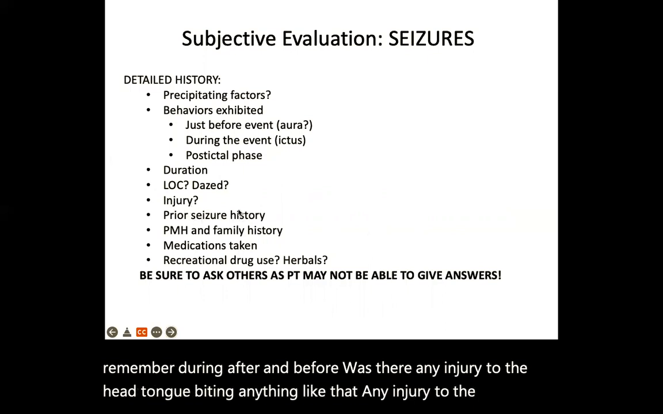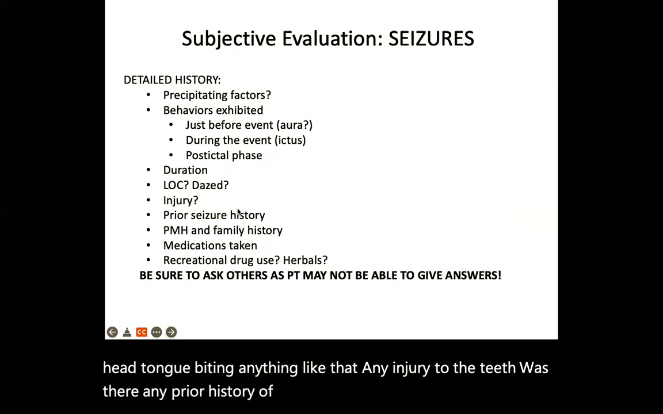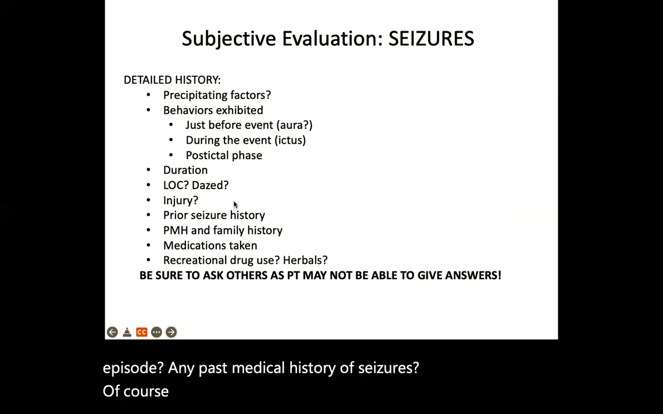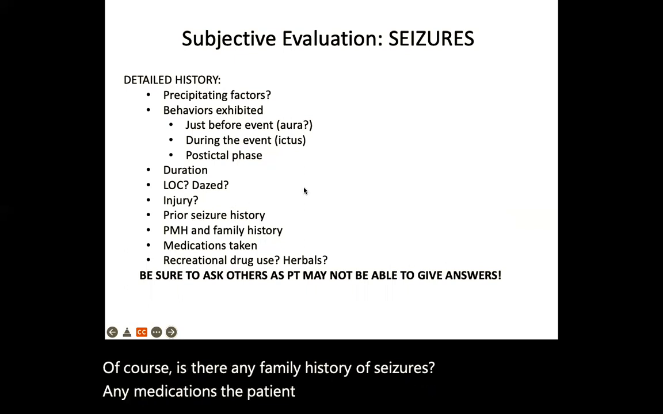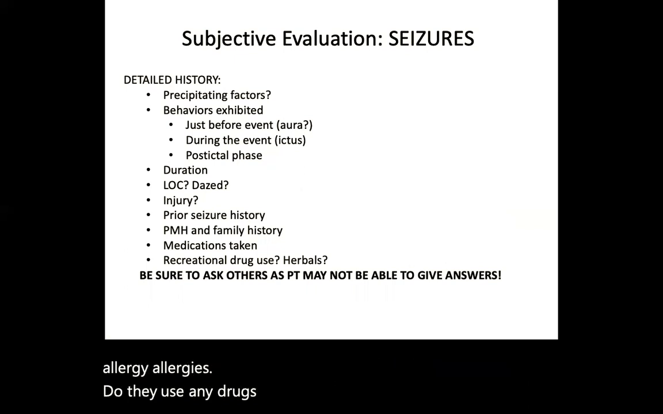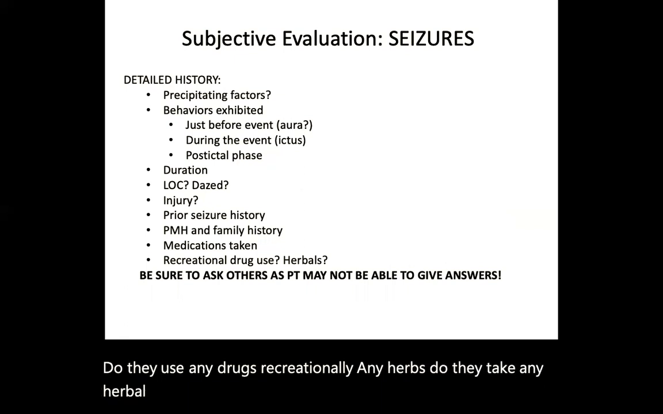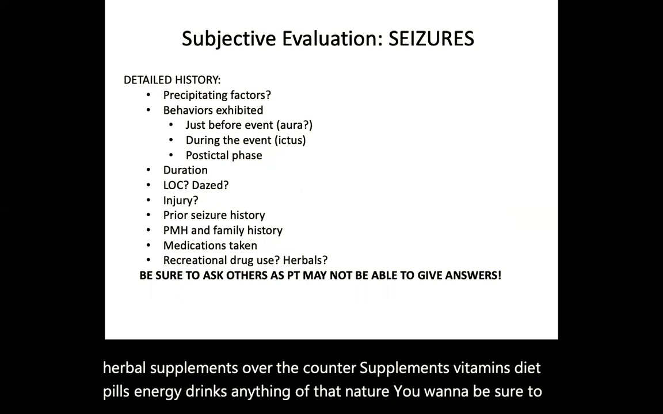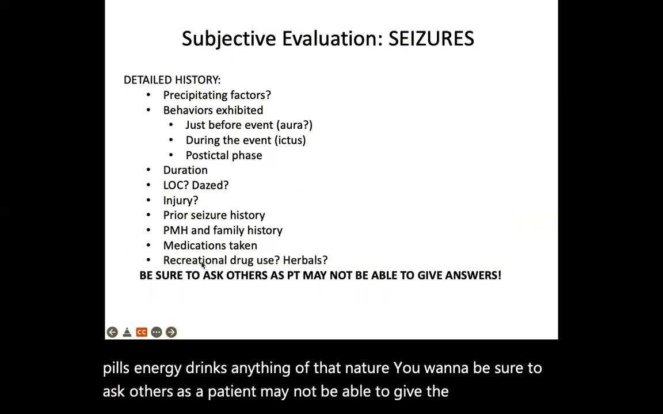Was there any prior history of seizures prior to this episode? Any past medical history of seizures? And of course, is there any family history of seizures? Is the patient on any medications? Do they have any allergies? Do they use any drugs recreationally? Do they take any herbal supplements, over-the-counter supplements, vitamins, diet pills, energy drinks, anything of that nature? You want to be sure to ask others, as the patient may not be able to give the answers. So get the family involved if you can.